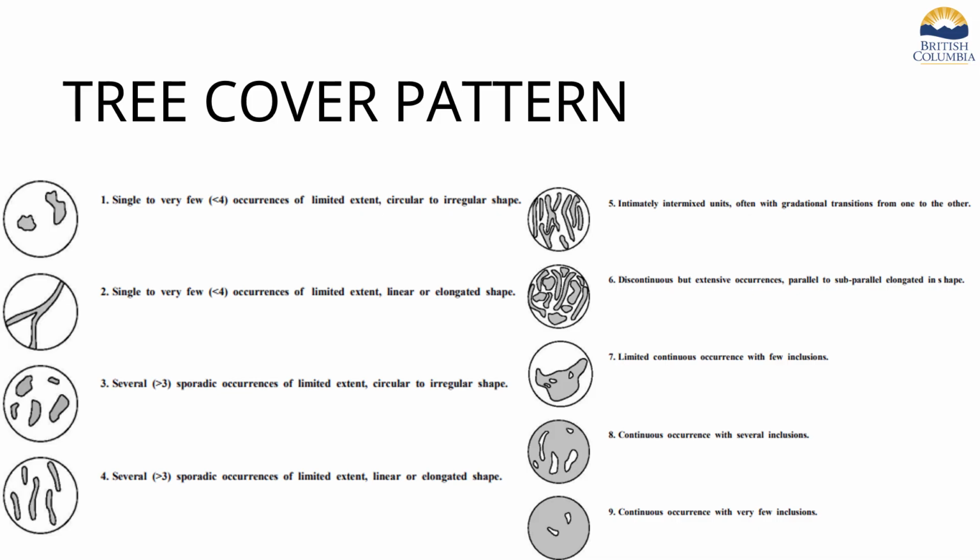All right, next we have tree cover pattern. For the stratum, you need to estimate the tree cover pattern number. It gets submitted as part of the polygon to RESULTS. It is meant to represent the horizontal spatial arrangement of residual patches of overstory layer 1 trees.